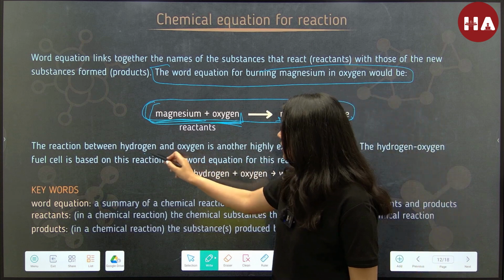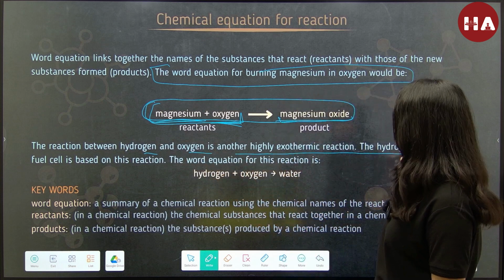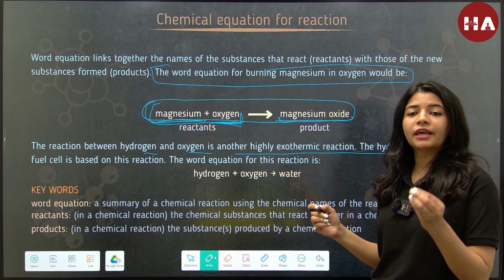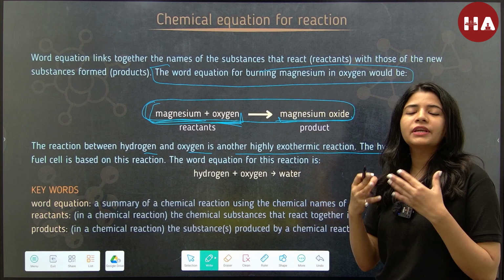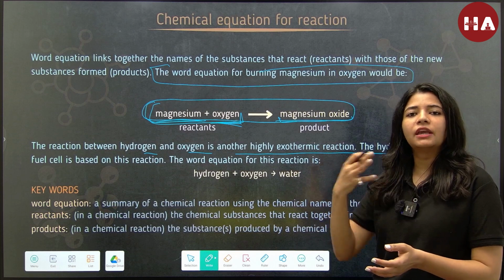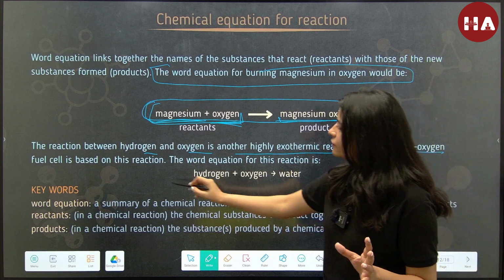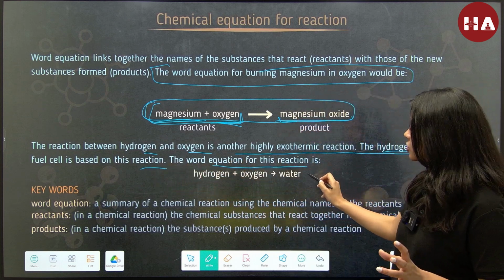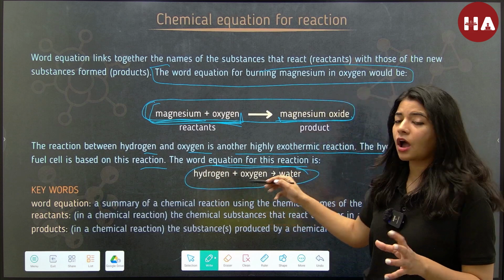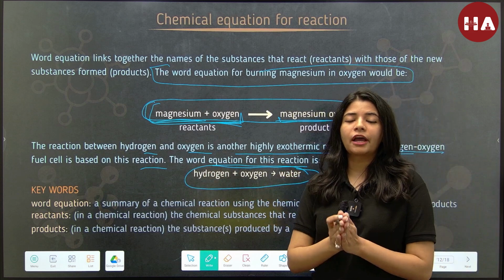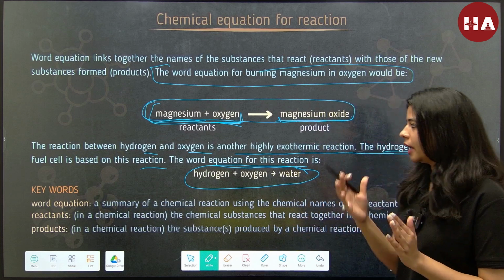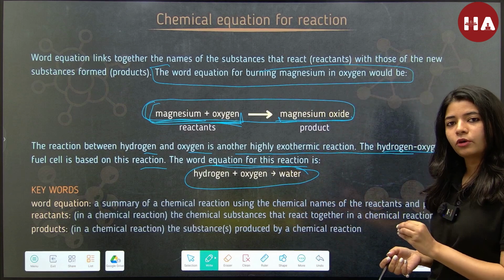Next, the reaction between hydrogen and oxygen is another highly exothermic reaction. Exothermic reaction means a lot of heat or energy is being given out while the reaction is taking place. The hydrogen and oxygen fuel cell is based on this reaction. The word equation is given. We have already discussed how we will write the reaction for formation of water. Now quickly take a minute and write down the important points from this slide.